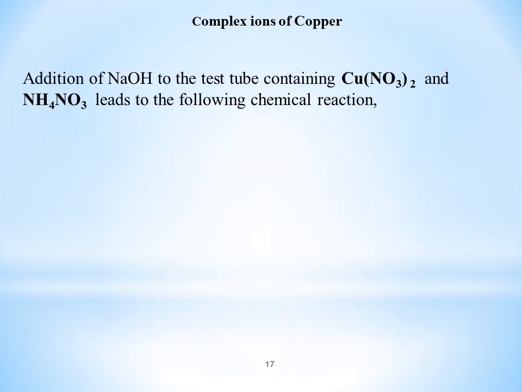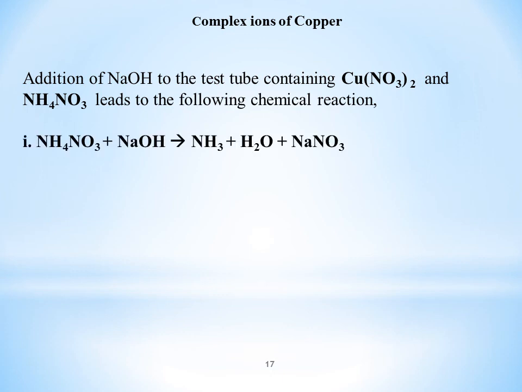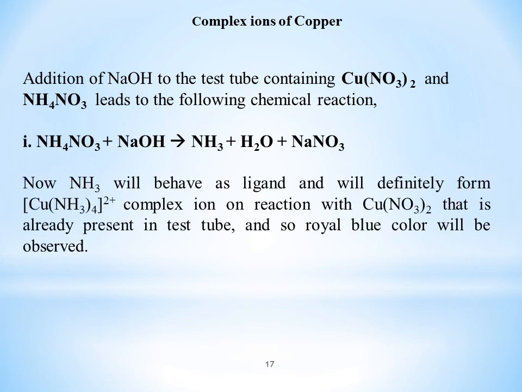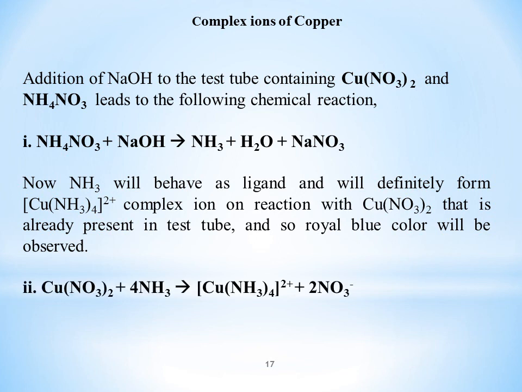Addition of sodium hydroxide to the test tube containing copper nitrate and ammonium nitrate leads to the following chemical reaction. That means ammonia is going to be formed. Now the copper amine complex formation will take place here, with copper that is already present in the test tube in the form of copper nitrate. So ammonia will react with this copper, forming the royal blue colored complex.